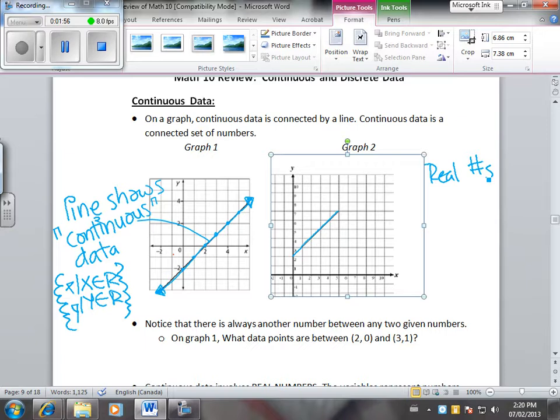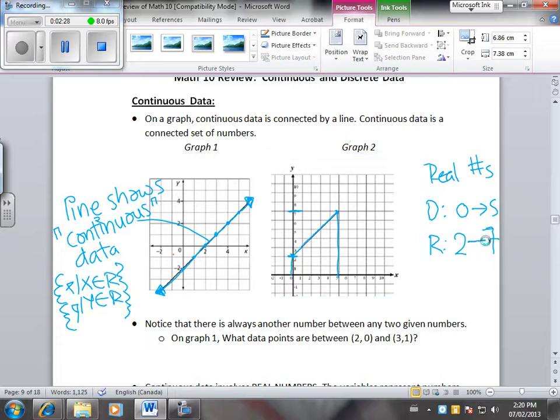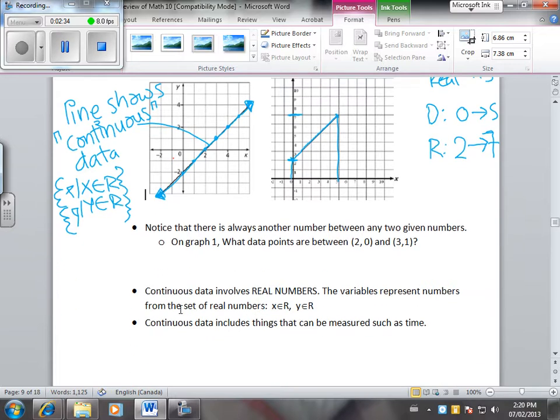If we have our domain, it is 0 to 5, and our range is, where is it? Here's 0 and here's 5, and our range will be 2 to 7. In the middle is supposed to be an arrow. So 2 to 7. Notice that there is always another number between any two given numbers.